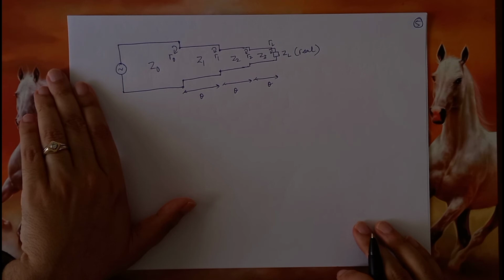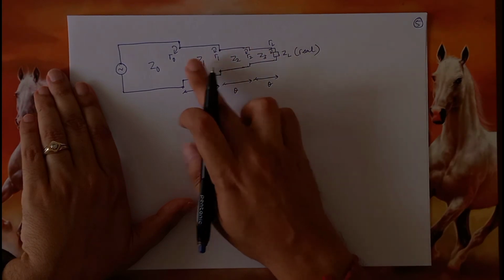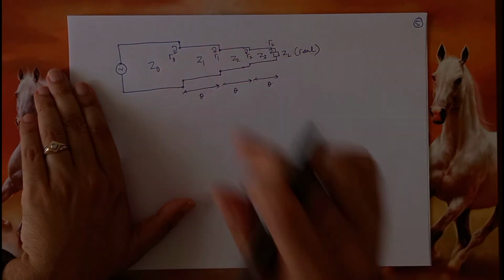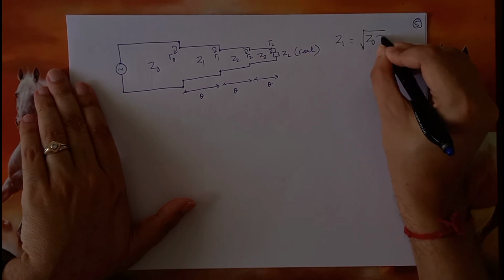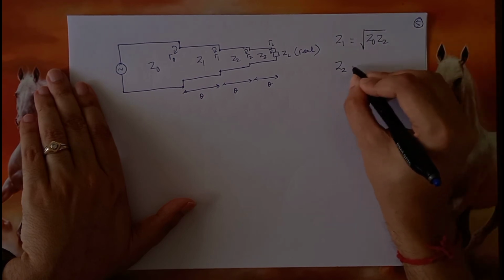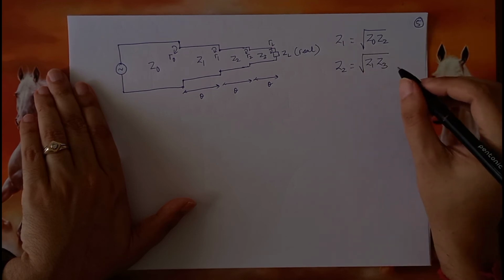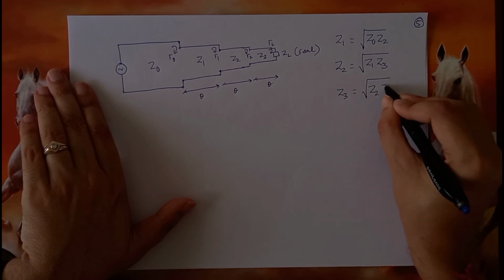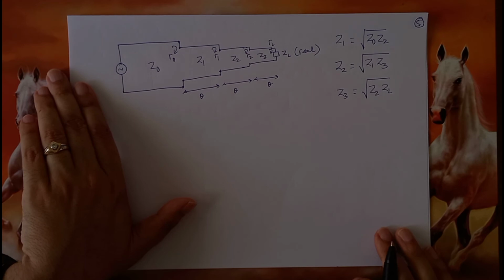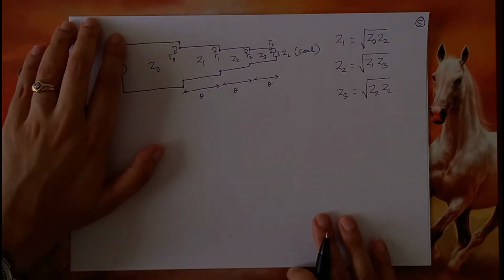As per our approximations, trying to have this similar to the quarter wave transformers, each line impedance will be the geometric mean of the impedance at either ends. So therefore, Z1 will be the geometric mean of Z0 and Z2. Z2 will be the geometric mean of Z1 and Z3. Z3 will be the geometric mean of Z2 and ZL. The definitions of gamma 0, gamma 1, gamma 2, gamma L will be like what we have done.